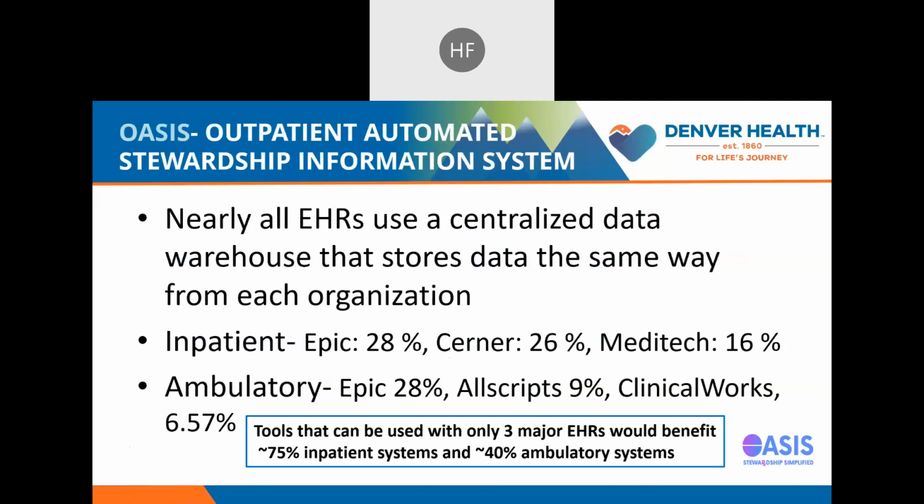So what does OASIS do? Well, it really stems from this idea that nearly all electronic health records use a centralized data warehouse that stores data in the same way from each organization. So when we look at inpatient data, Epic, Cerner, and Meditech make up most of the market share. And in the ambulatory setting, it's Epic, Allscripts, and ClinicalWorks. And so if we develop tools that can work across these EHRs, even if we just touch the 3 major EHRs, it would benefit most inpatient systems and about 40% of ambulatory systems.